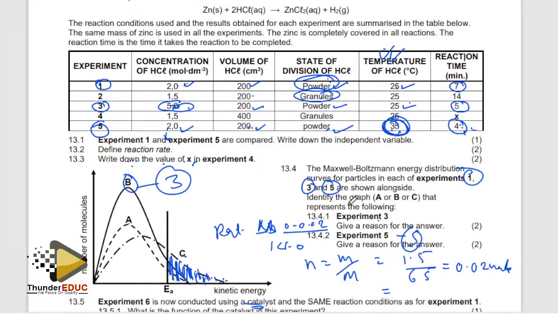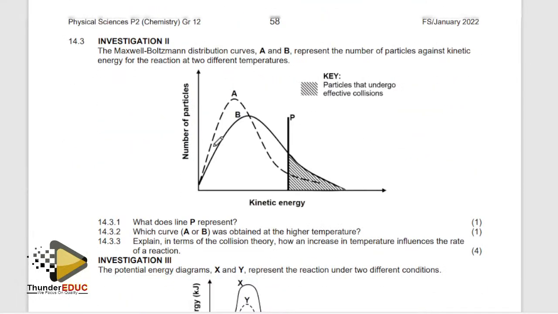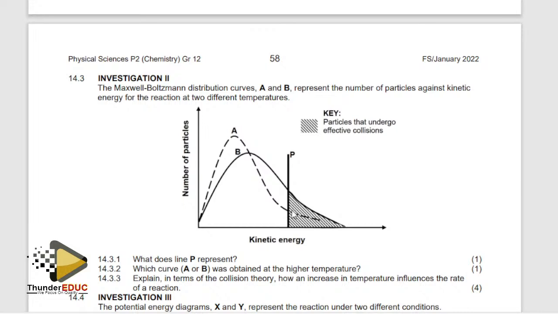Then when they say, what is this shaded area? Now let's go to this. What is this shaded area? What does it mean? These are the number of particles with sufficient energy. You understand? Then when temperature is applied, what is going to happen? The particles redistribute themselves, right? And then you have more on the side which is shaded. When concentration is increased, the number of particles in the reacting vessel increases. Do you understand? Yes, they do increase.